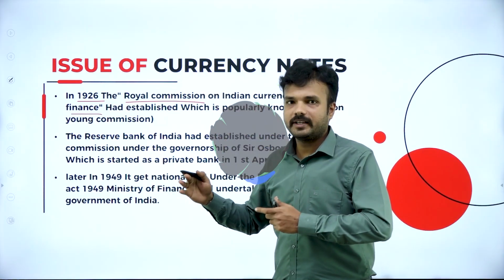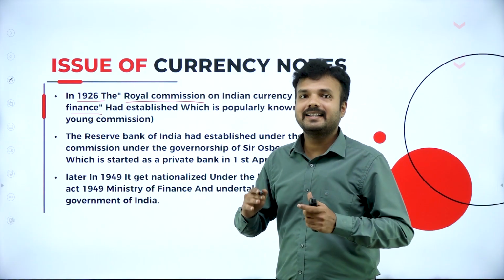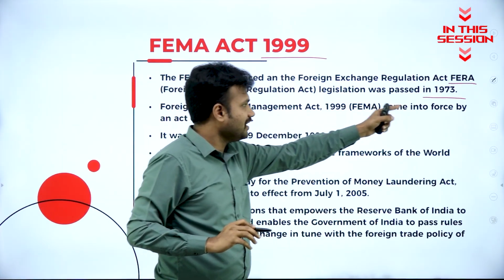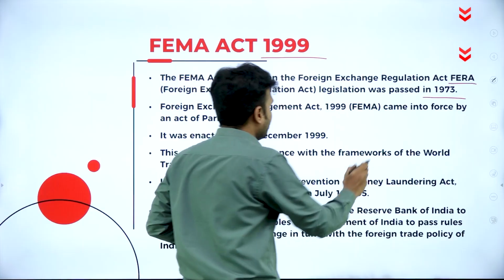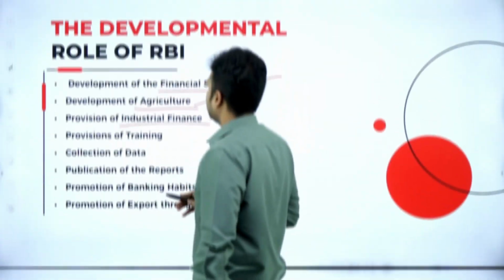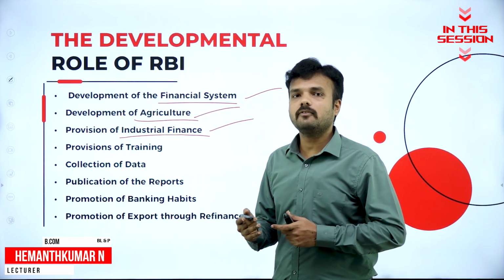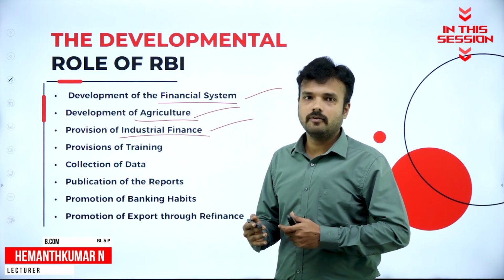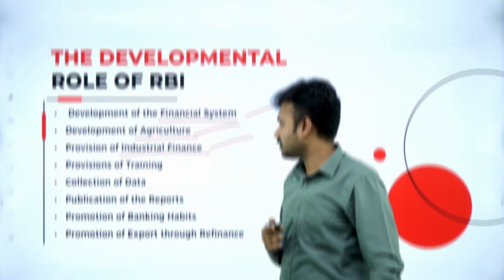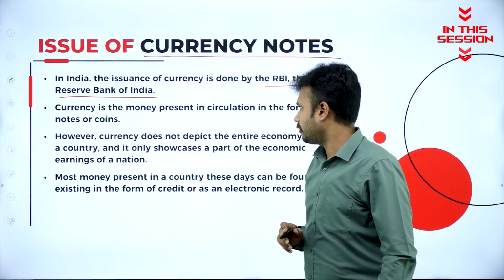The Reserve Bank of India had been established. This Royal Commission is also known as the Hilton Young Commission. The FEMA Act was passed in 1973, and this FEMA Act came into existence in 1999. The Reserve Bank of India also offers industrial finance to industrialists for the development of micro and macro industries. Reserve Bank of India is the only authorized body to issue currency notes.